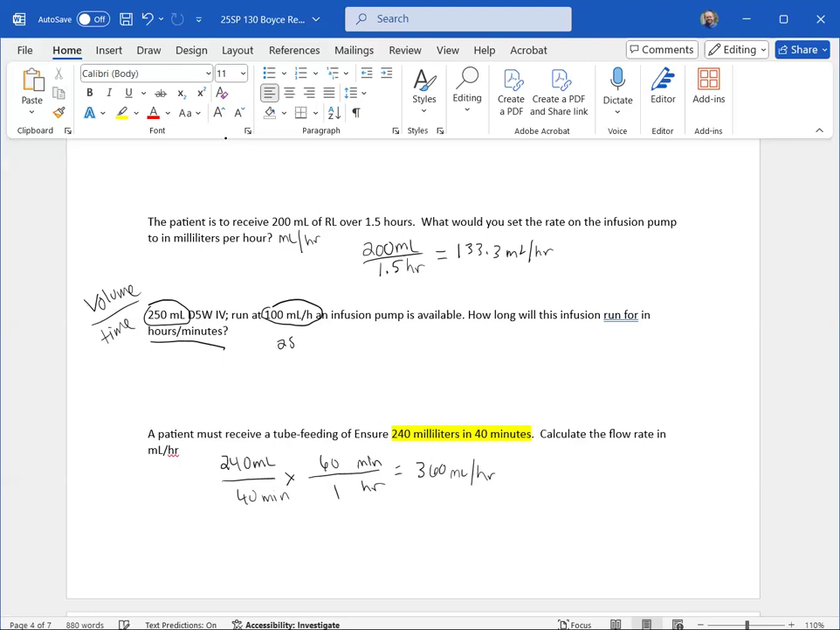So I'm going to take my 250 ml, and then I'm going to convert milliliters to time using what I have available. So 100 milliliters per time. This is very similar to doing a desired over have, or ordered over available times quantity. But in this instance, your quantity is time. Okay. But we're going to get 2.5 hours.